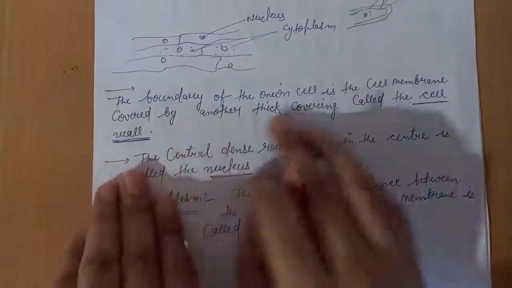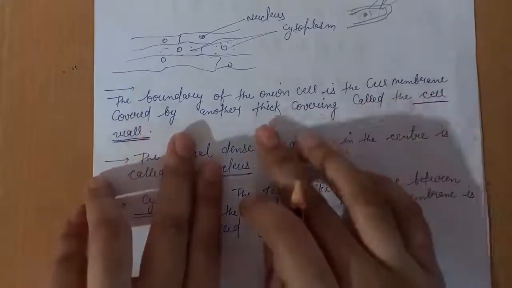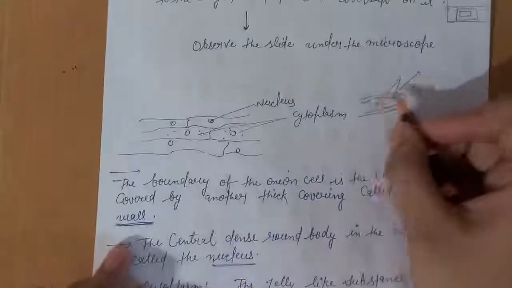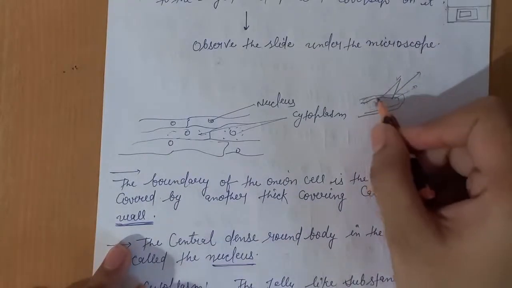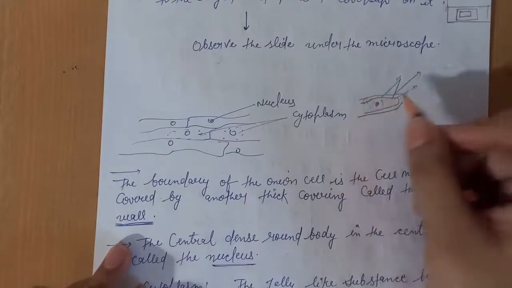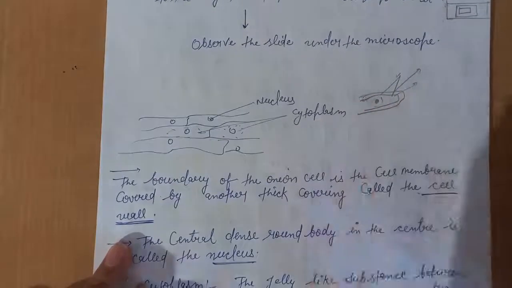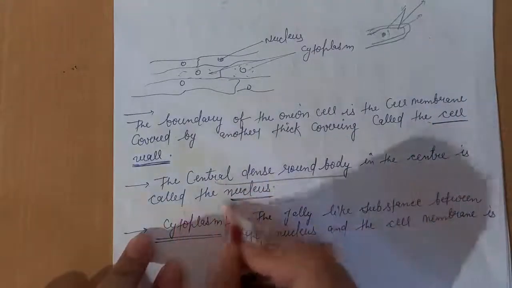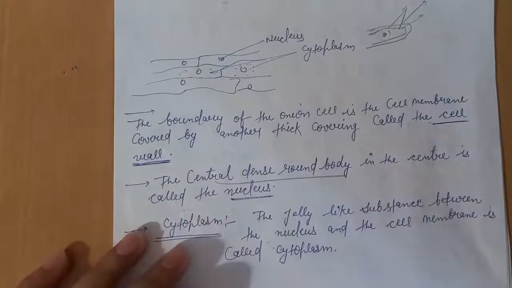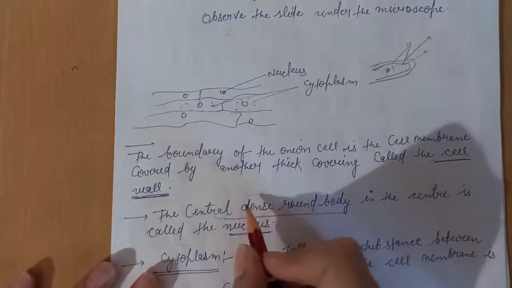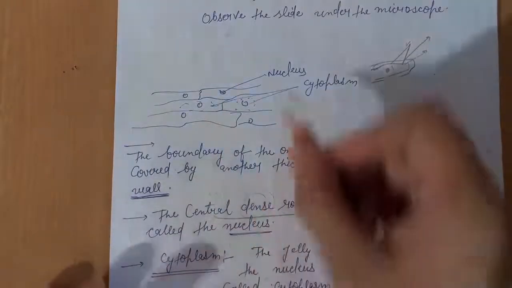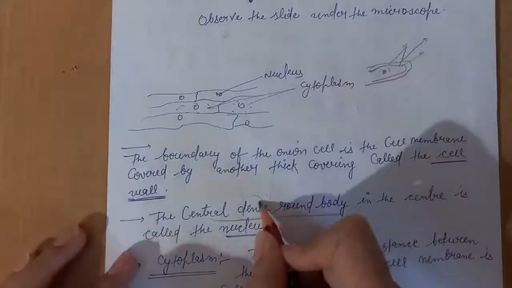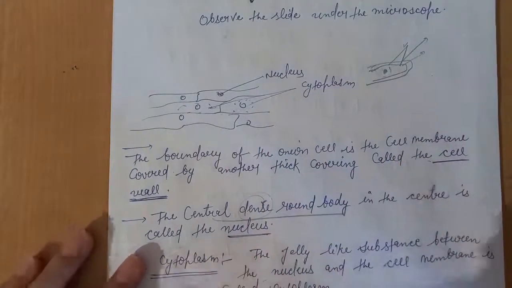Next, the boundary of the onion cell is the cell membrane, covered by another thick covering called the cell wall. So here are two layers of one onion cell: one is the cell membrane, and outside the cell membrane, the cell wall is also present. The central dense round body in the center is called the nucleus. Dense means the components of the nucleus, the things by which the nucleus is made up, are closely packed together, so we call it the central dense round body.